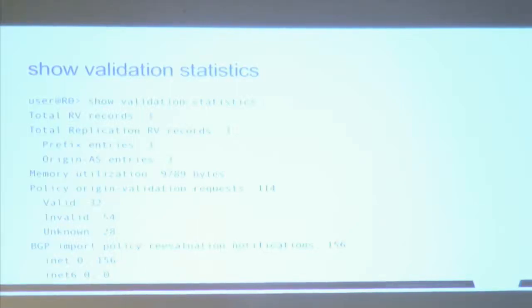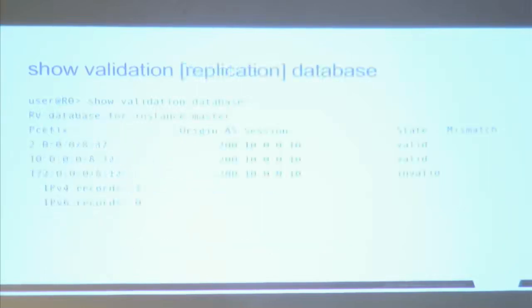Show validation statistics tells you a bunch of stuff about how hard the router is working, how many things you tried to validate. I don't think I can read down each one of these things in detail. The validation database, I want to highlight one potentially interesting thing here, which is the router can be configured to peer with several different validating caches for robustness.